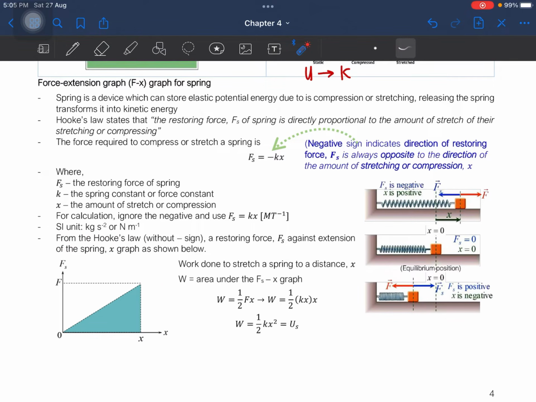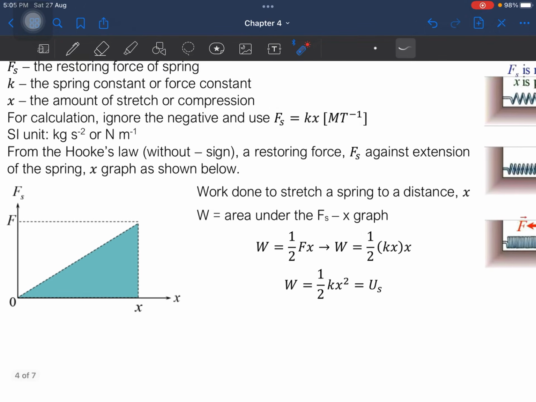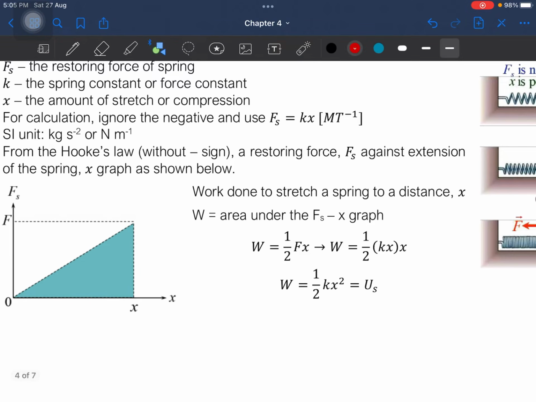Okay? So the work done to stretch a spring to a distance x, we can calculate the work under the graph. The work done is gonna be equal to area under the graph of F against x. Okay, and then we know from that we can then conclude that work done is equal to half kx square, which is equal to the elastic potential energy.